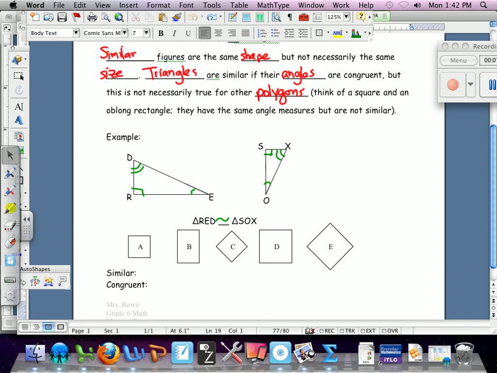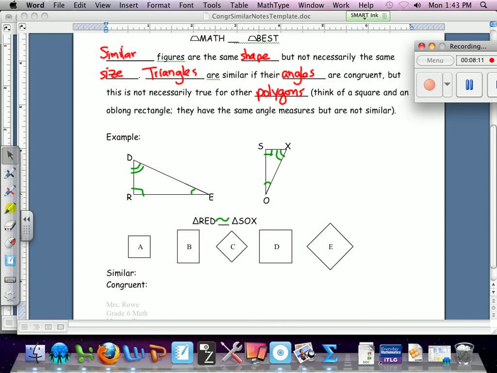So go ahead on this example down here with A, B, C, D, and E. Try to use the notation to indicate which shapes are similar to each other and which of these shapes are congruent. You can tell me which of these 1, 2, 3, 4, 5 shapes are similar. Which ones have the same shape but not necessarily the same size? Yes, ma'am. D and A. D and A are similar. C and E are also squares, just turned on their side.